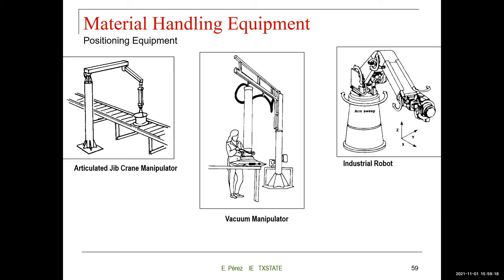Articulated jib frame manipulator, the vacuum, same idea. Now you're fixing the product using some type of vacuum or air pressure. And the industrial robot, this is pretty common now. You will find this in some of the labs in the Ingram School of Engineering. So they allow you to fix the product and position it in the right location so you can continue the process.